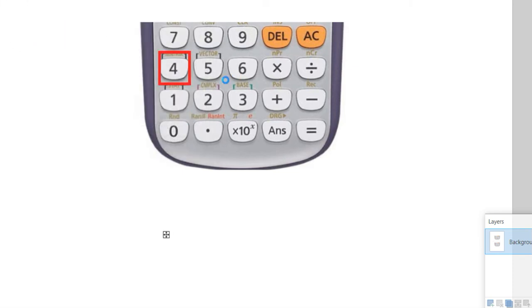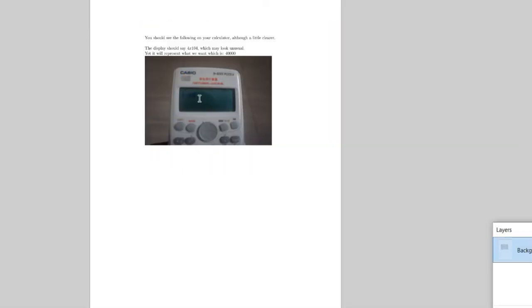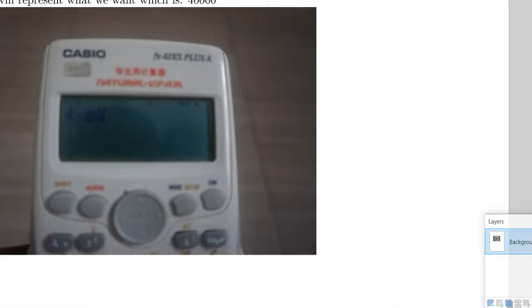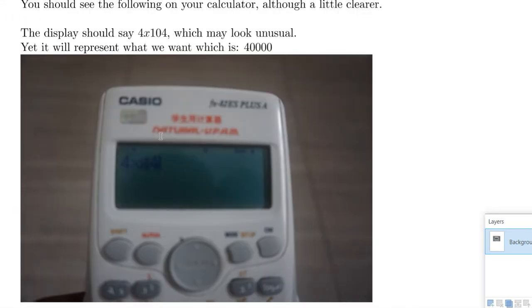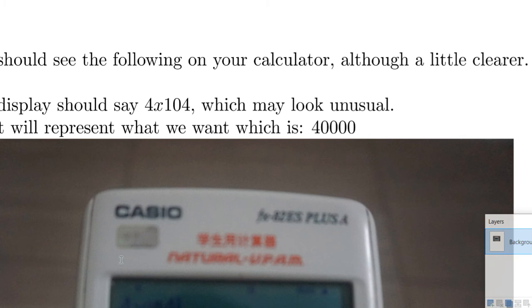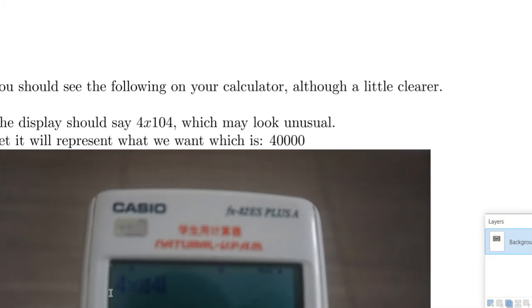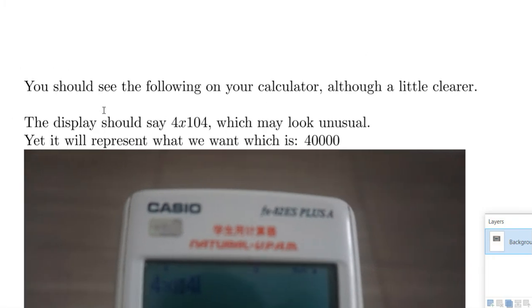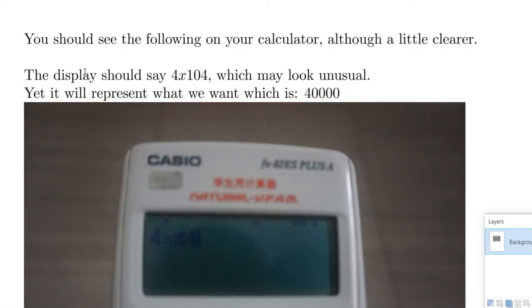So what I will illustrate to you, hopefully this comes up. There we are. I do apologize about the screen for this. It is very much not as clear as I assumed it would be, or as it looked at the time. I judged there was some sort of issue in transferring it, so that's my apologies going forward, but I think it gets the point. And I've stated here, you should see the following on your calculator, although a little clearer. The display should say 4x10 4.